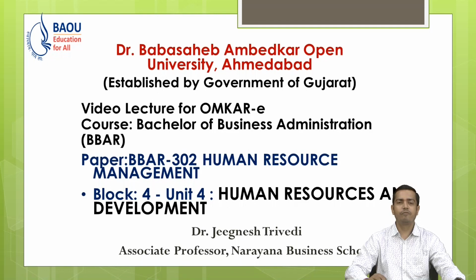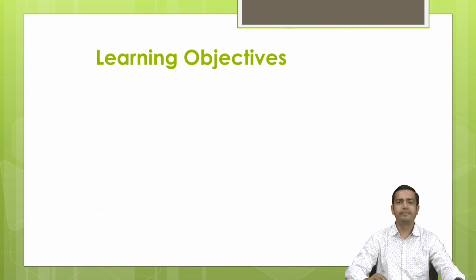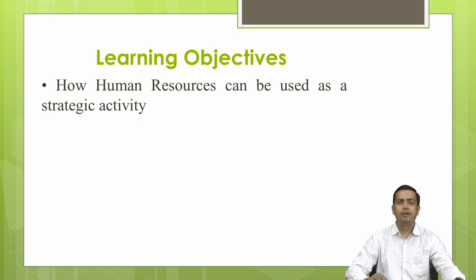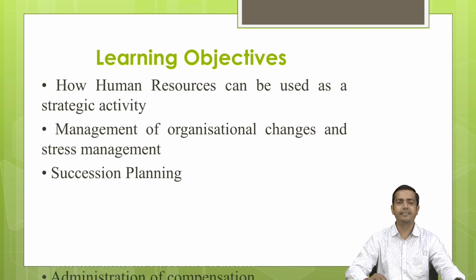So, we are on the fourth unit of our fourth block, Human Resources and Development. Let's check the learning objectives of this final interesting topic. How HR can be used as a strategic activity? The first objective: how we can manage changes happening throughout the organization, along with stress management, the biggest problem post-pandemic. Succession planning. I'll give you a very related example when we discuss this.